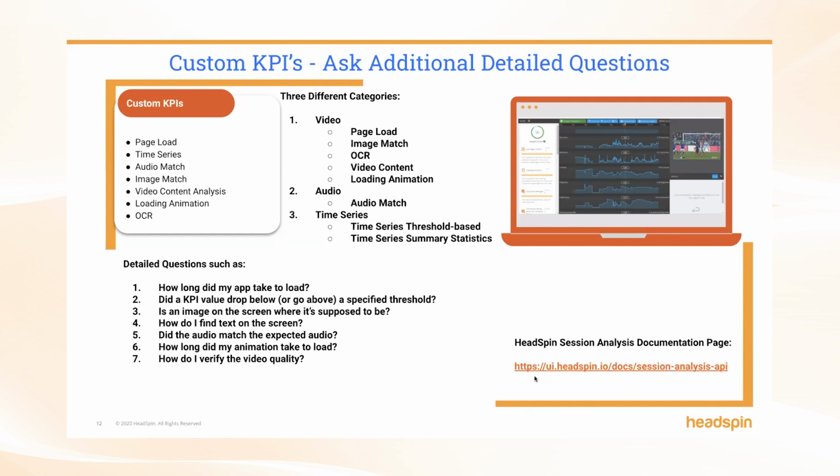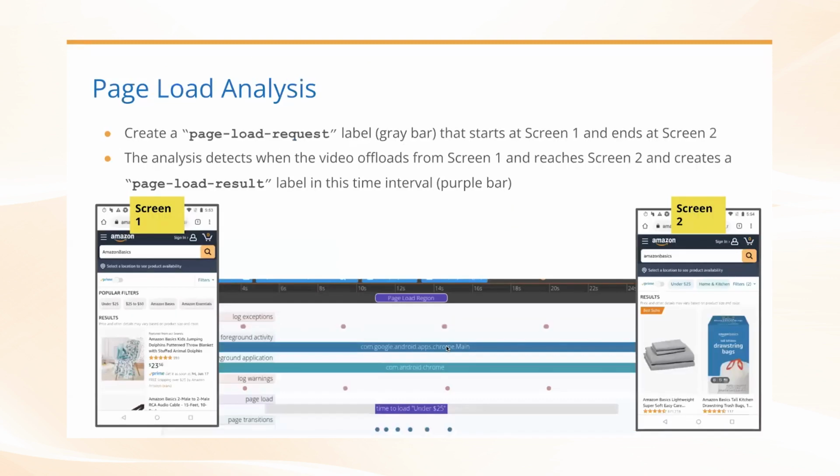And obviously we have documentation on this, and we'll actually look at this in a second. So let's look at these in a little bit more detail, at each type of custom KPI query. We're going to get into this in the demonstration, so I don't want to spend a whole lot of time here, but I do want to explain how it works. So all these queries, you generate a request of some sort. This is a page load request. We'll also create an image match request, etc.